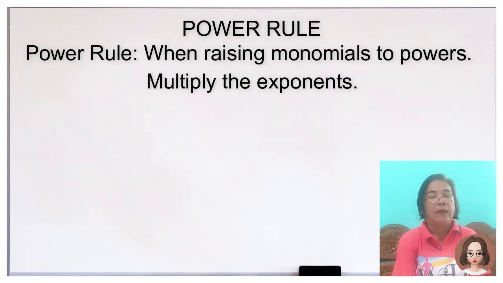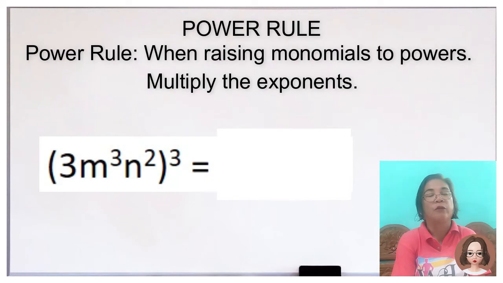Next, 3m to the third, n raised to the second, open and close, raised to the third. And so we now have 3 raised to the third. What is 3 raised to the third? That means 3 times 3 times 3. So we have an answer of 27.